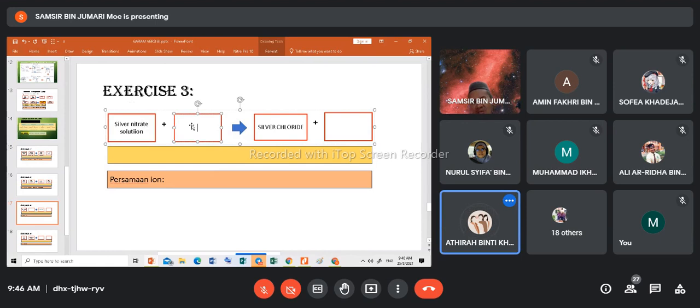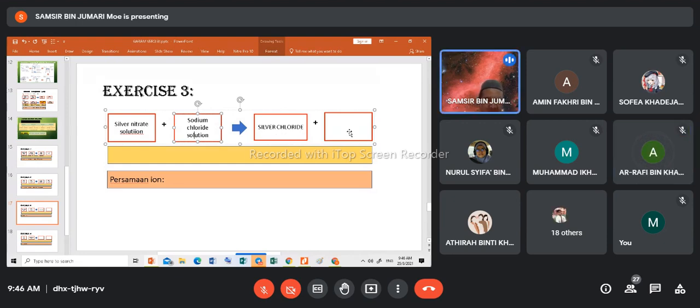Sodium chloride. Sodium chloride. Yes, sodium chloride apa? Solution. Solution mesti macam ni. So kena ada macam tu. So, solution. Okay. The products or the insoluble salts produced is the silver chloride and the other salt solution is sodium nitrate. Sodium nitrate solution.